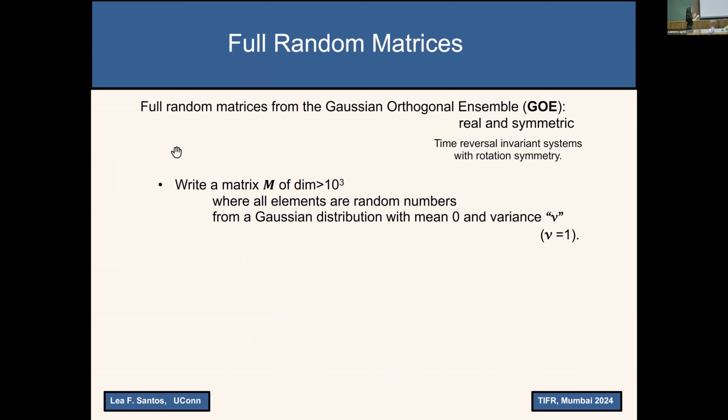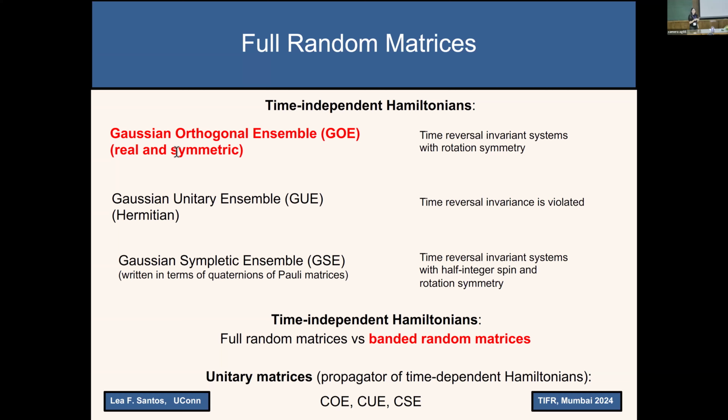So how can we get one of these matrices? Question, yeah. Does it just happen that this GOE extends time reversal symmetry, or is there some explanation why they should have this kind of symmetry?